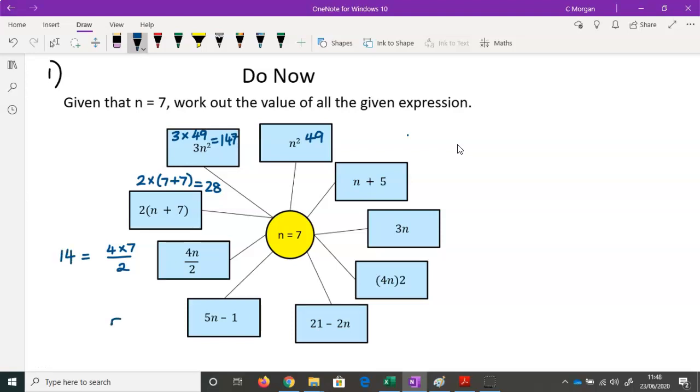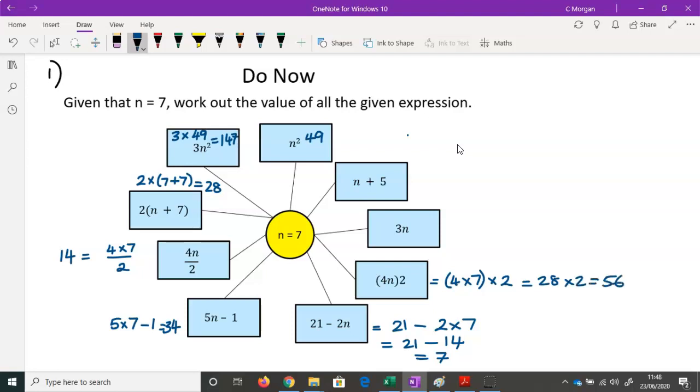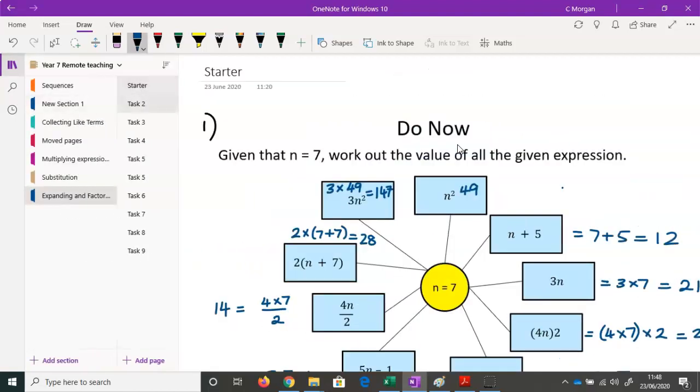On the next one down, that's 5 lots of 7, take away 1, so that's 35 take away 1, which is 34. Moving across, I've got 21 take away 2 lots of 7, which is 21 take away 14, which is just 7. The next one, I've got 4 lots of 7, and it's got a 2 outside, so we'll have to assume that means multiplied by 2, which is 28 times 2, which is 56. And then we've got 3 lots of 7, which is 21, and 7 add 5, which is 12. I hope you got those right. Let's move on to task 2.